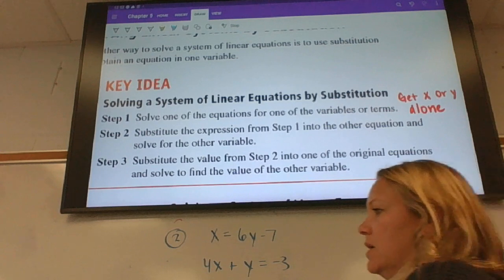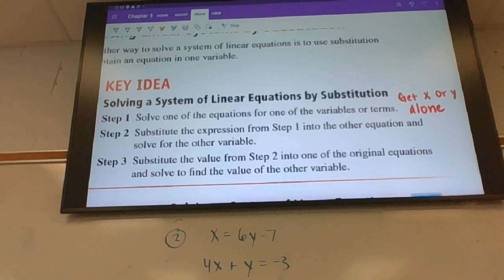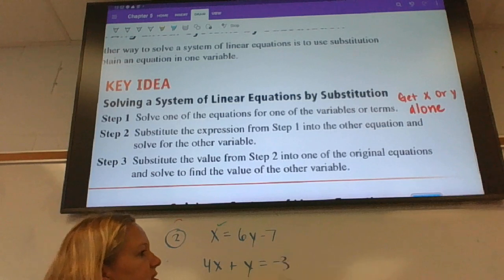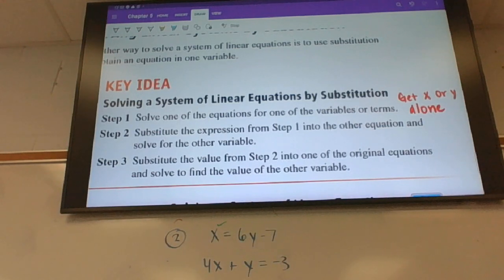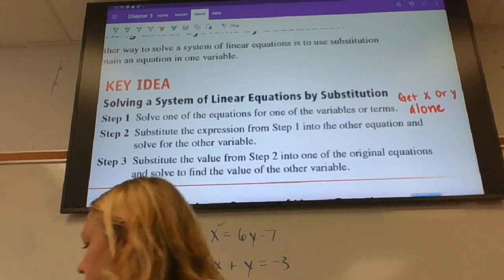Actually, when I look at number 1, step 1 is already done because when I look here, y is alone. When I look at number 2, x is alone. When I look at number 3, step 1's not quite done yet. So we'll work that out when we get there.